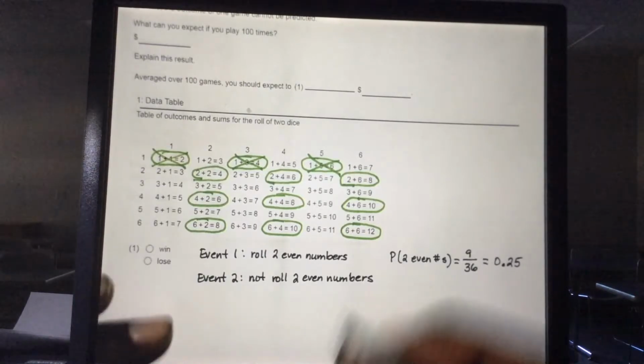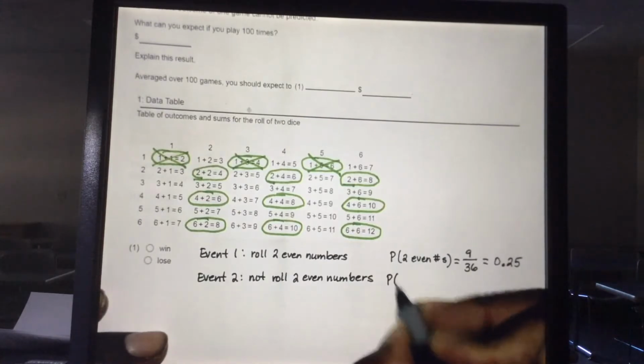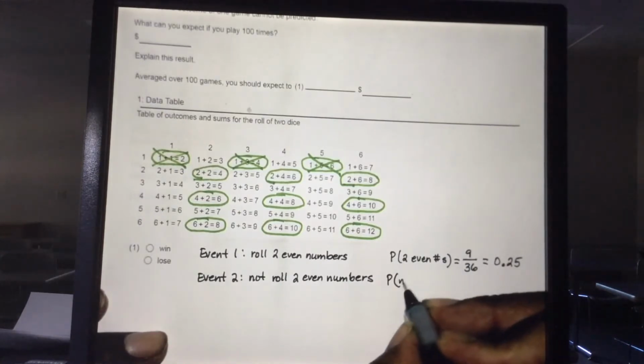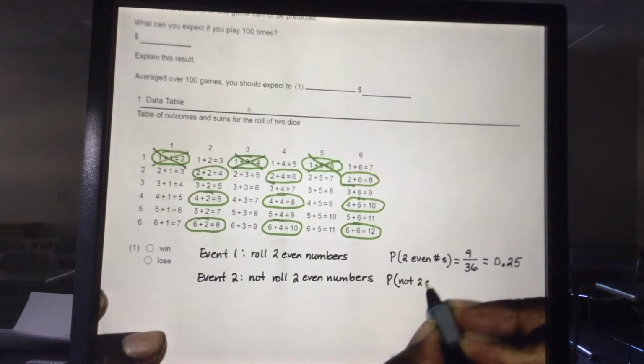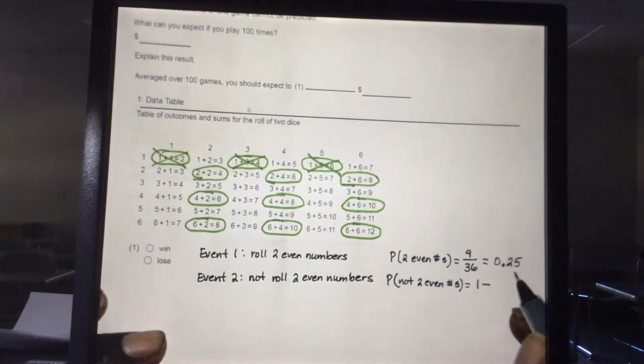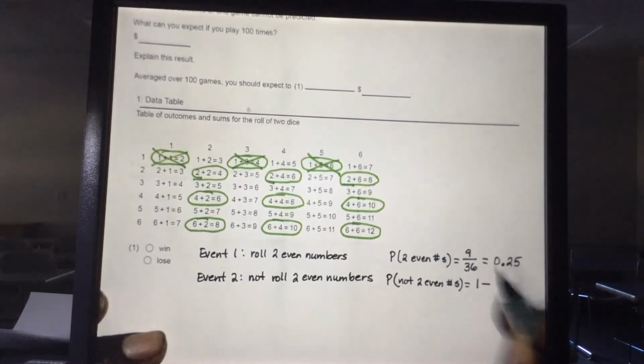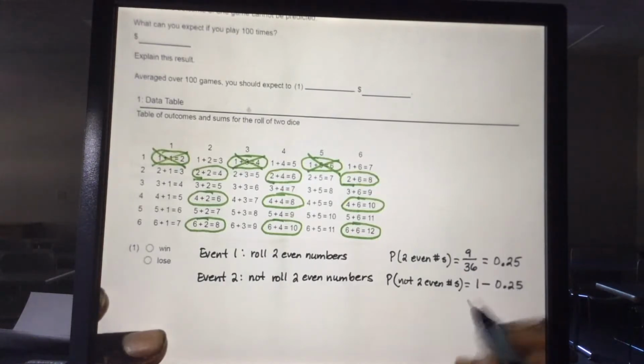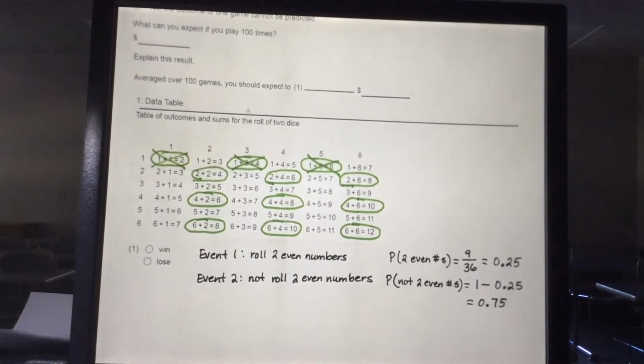Now, for not rolling two even numbers, that would be the complement of rolling two even numbers. So that's going to be 1 minus the probability of rolling two even numbers. That's going to be 1 minus 0.25, which will give me 0.75.